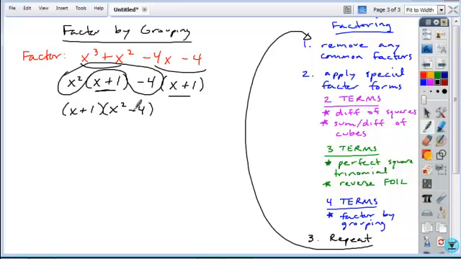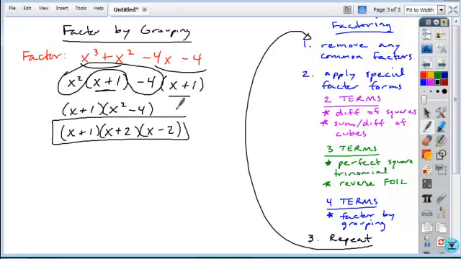So can we remove any common factors here? No. Apply the special factor forms. There are 2 terms in this factor. So is it a difference of squares? Yeah. So we can take this x squared minus 4 and factor it even further. What are the two bases that are squared to give you those terms? X and 2, so it factors into the sum and difference of those, and that would be your final solution.